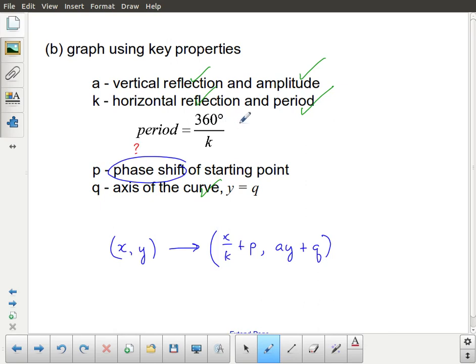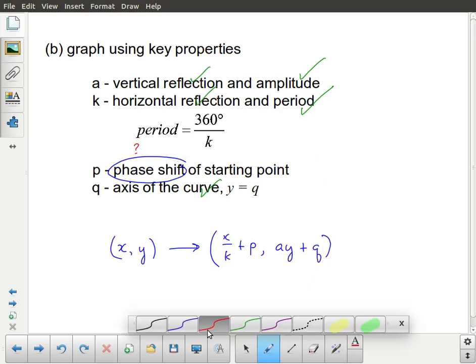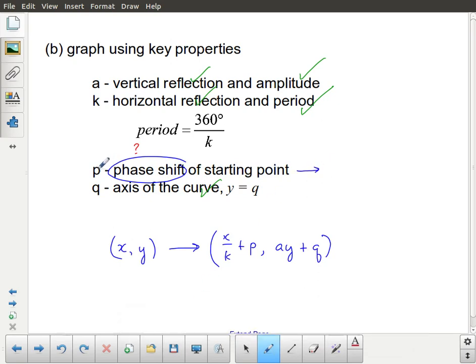Also, I've got a handy little formula here. The period of your new function can be written as 360 degrees divided by k. I will talk about that in a moment as we do some examples. Now the phase shift, I'll deal with when we get to an example using that, which is the best way to illustrate it. But just keep in mind for now that the p-value is your left-right shift. So that phase shift is the idea of shifting it left and right. That's why we talk about the starting point.